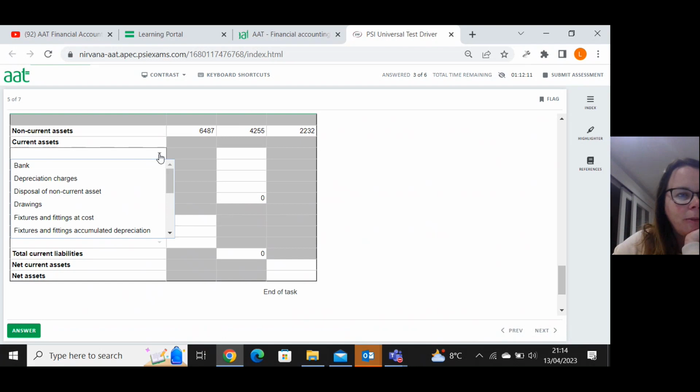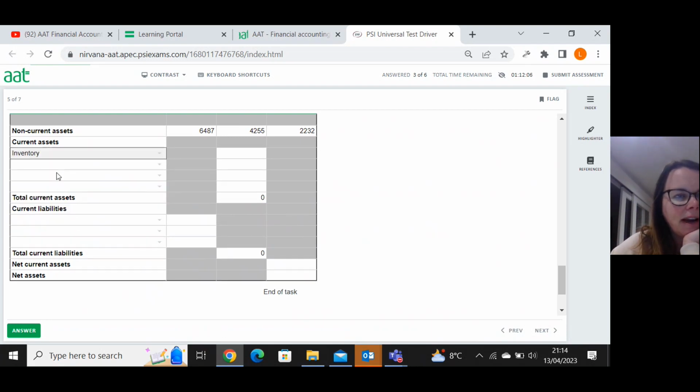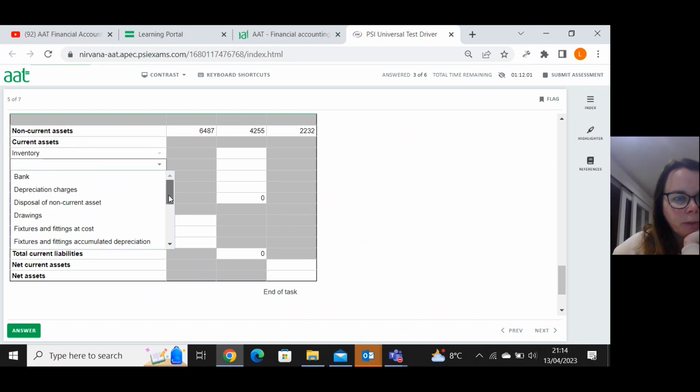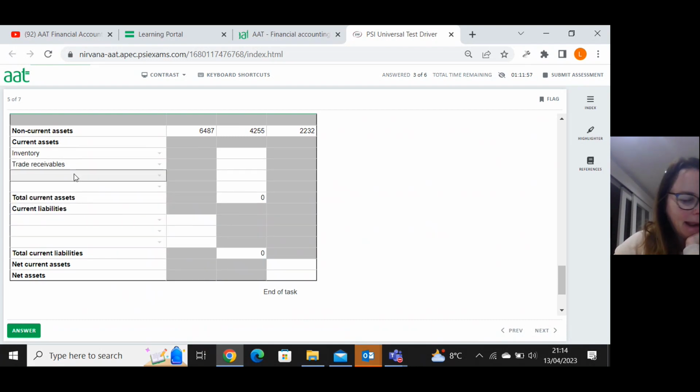Current assets will always be the same, so we will always have closing inventory, trade receivables, and bank. Unless, of course, we've got a bank overdraft. We might have cash in here. We could have prepaid expenses. We could have accrued income, but we're certainly pretty much always going to have these ones.